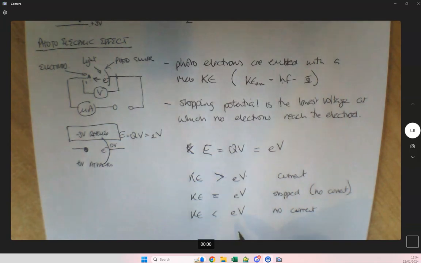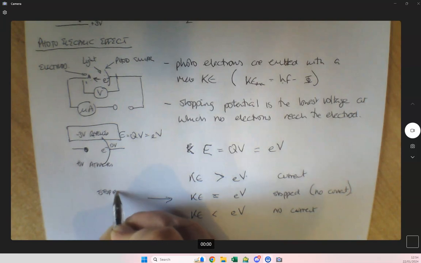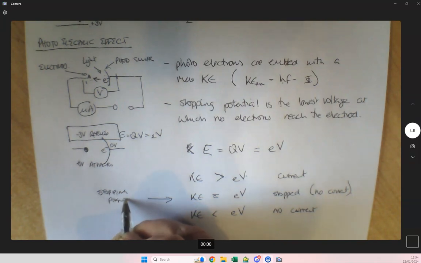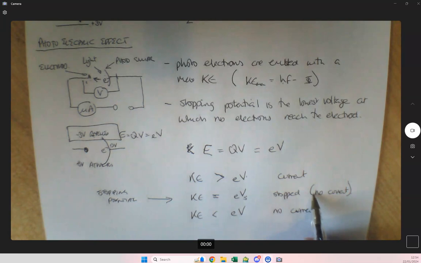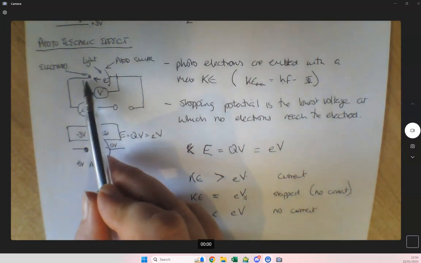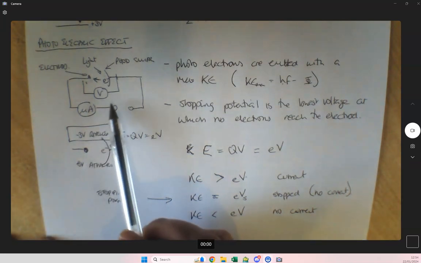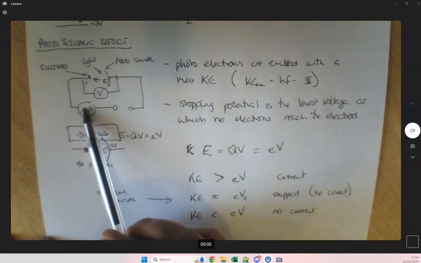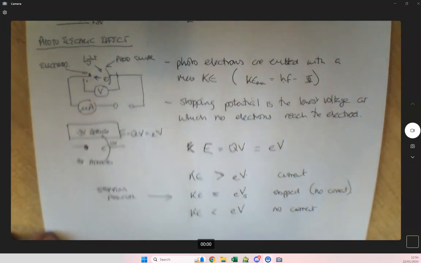And we actually call this the stopping voltage or stopping potential. It's the smallest voltage at which point the current stops flowing, because then the electrons don't have enough kinetic energy to get between here and here. Right, so that's our voltage. And you can set this up in a practical. And you literally run this and you increase the voltage on the power supply till in the end your current goes down to 0. And at that point, that is your stopping potential, your stopping voltage.